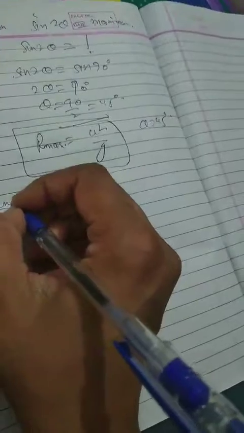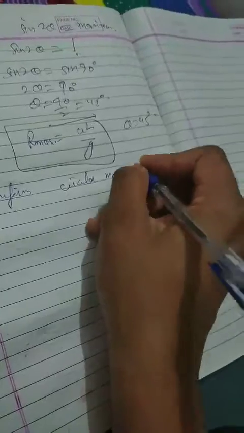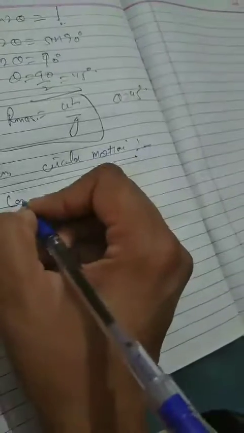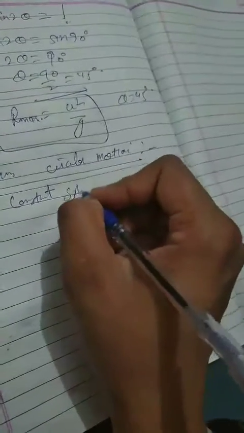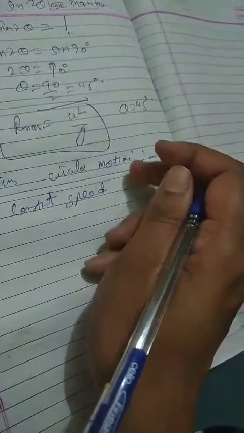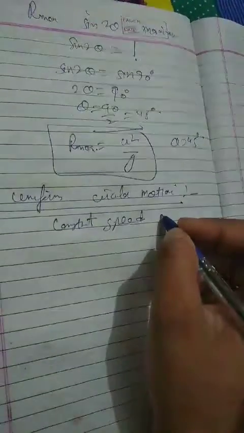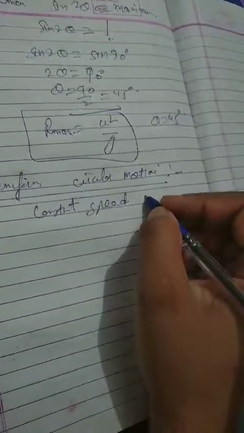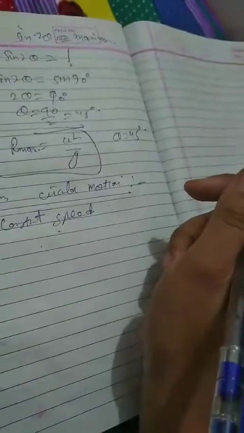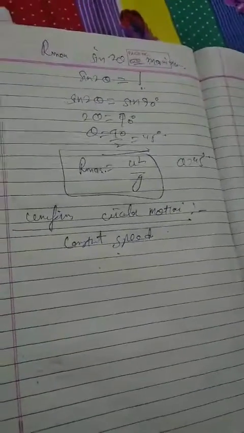Clear? Now the next and last topic of this chapter is uniform circular motion. When an object follows a circular path, the object should follow the circular path at constant speed. That motion is said to be uniform circular motion. Clear? So with this our fourth chapter is completed, which means our second unit is finished. If you have any problem up to this, you can ask.